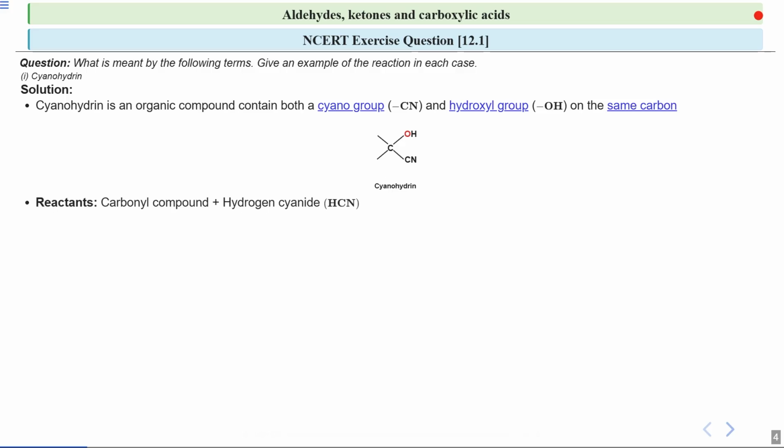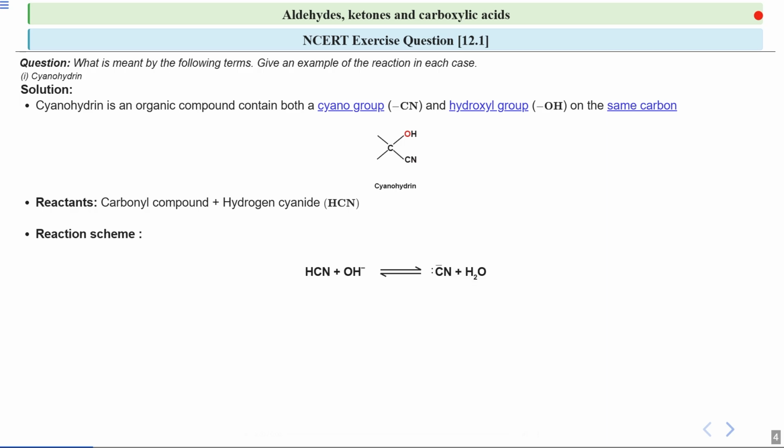Now let's talk about cyanohydrin's formation. The typical reactants are a carbonyl compound like an aldehyde, or it can be a ketone, and hydrogen cyanide, which is HCN. So when this carbonyl compound and hydrogen cyanide react, they produce cyanohydrin. Now let us look at the reaction scheme. This will show the step-by-step process of how a carbonyl compound reacts with hydrogen cyanide to form cyanohydrin.